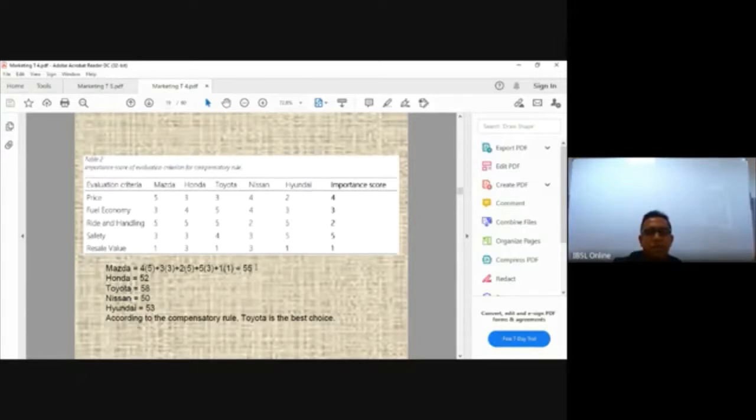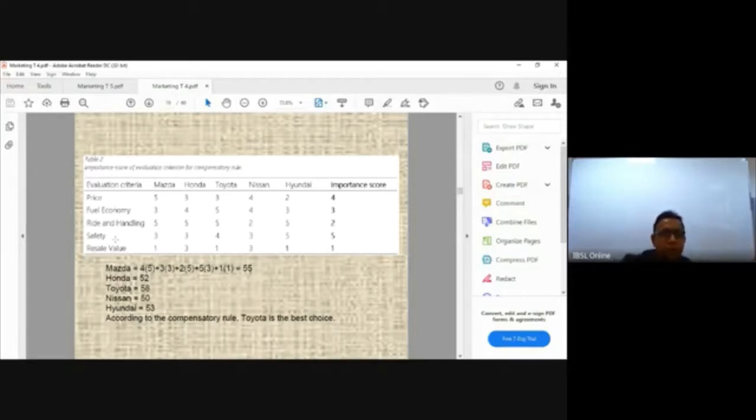So if you calculate it for other cars also, you find Mazda getting 55 marks, Honda 52 marks, Toyota 58, Nissan 50, and Hyundai 53. So according to the compensatory rule, Toyota is the best choice because Toyota got the highest marks. So like that, when you want to buy, you can have some criteria. These are called evaluation criteria. What do you look at?